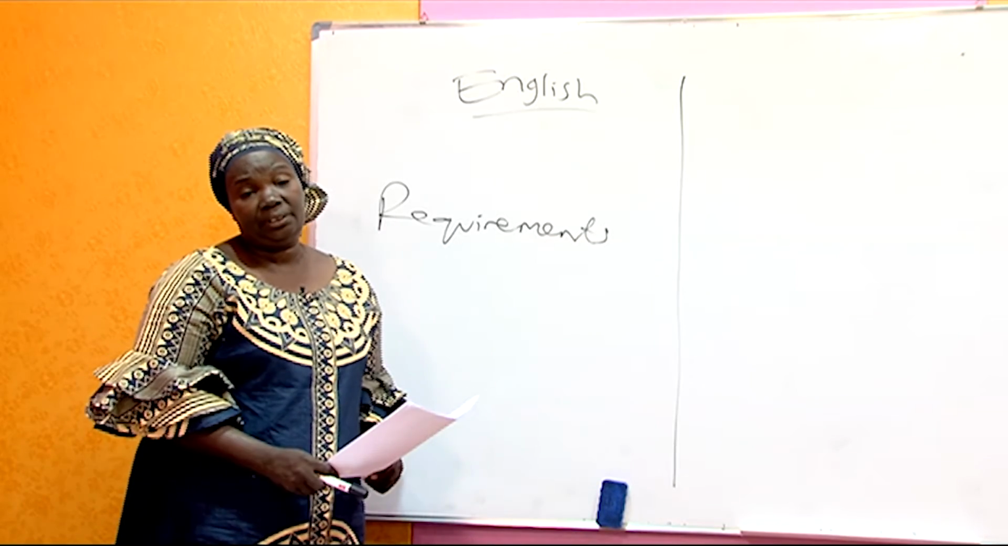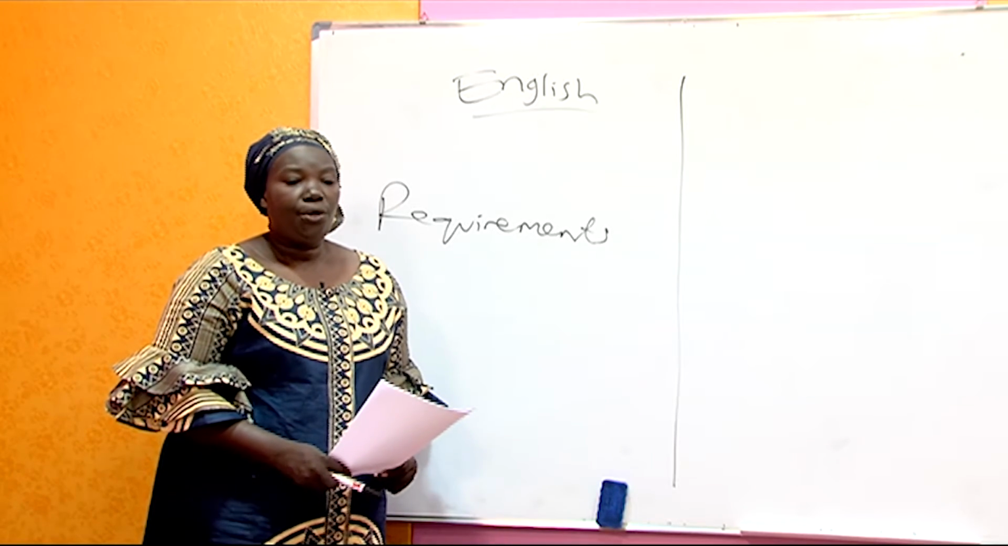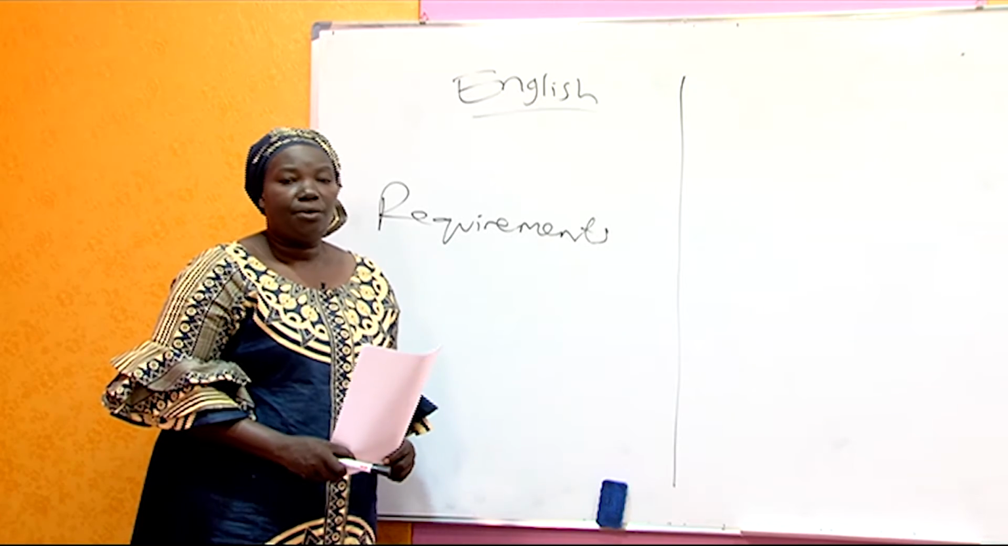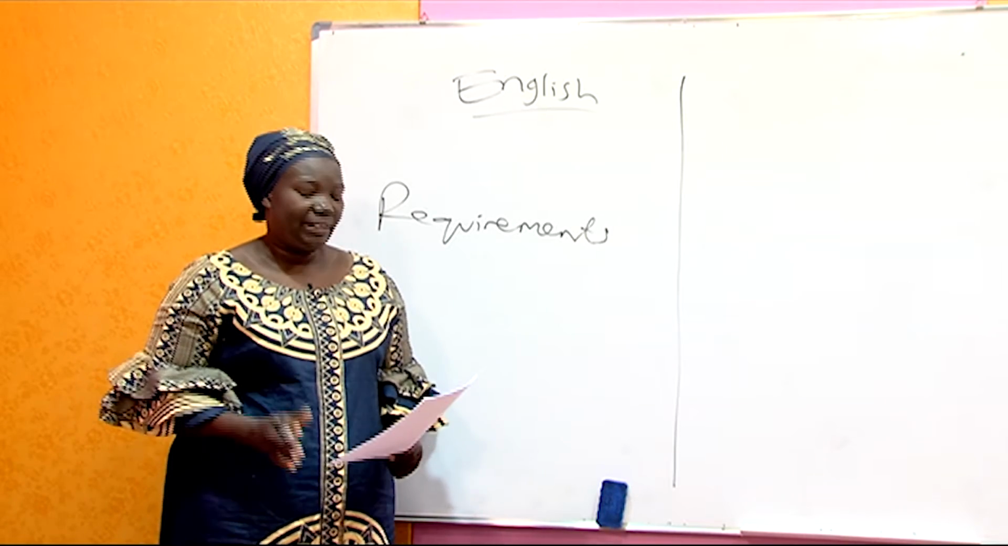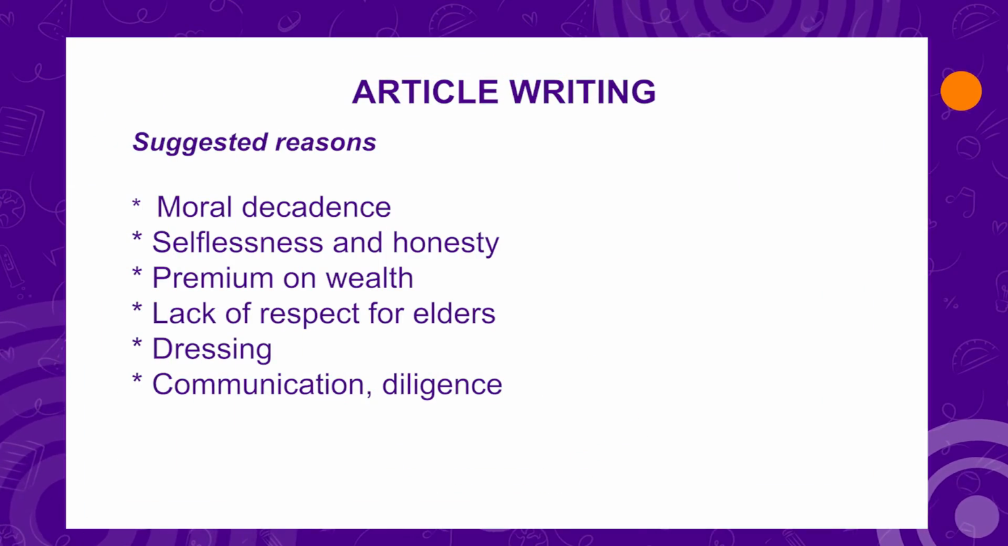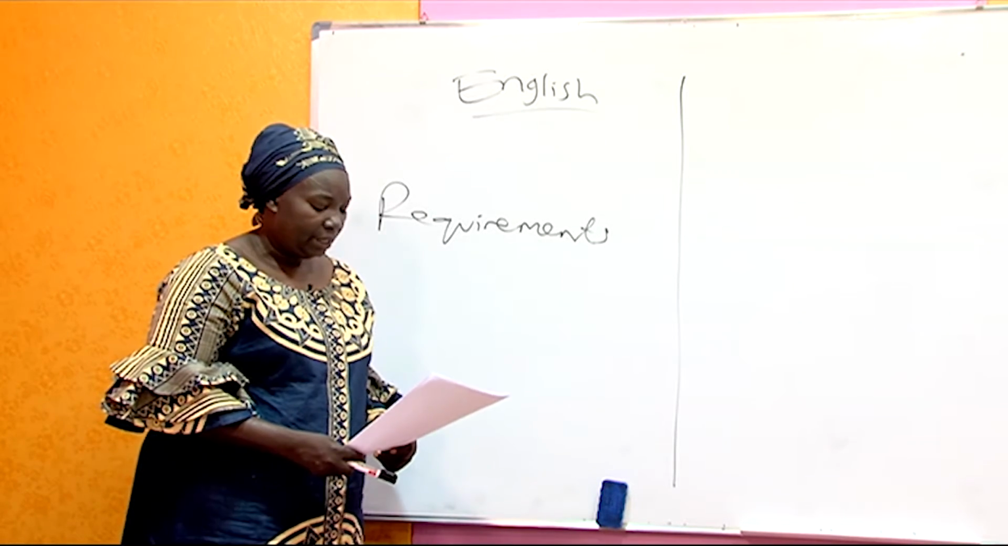Now, here are some suggested reasons. You know why these reasons are very important? In a write-up like this, you express yourself with at least 3 points or reasons. You'll be marked based on that. But you can have more than that. So, there are some suggested reasons here: 1, moral decadence. 2, selflessness and honesty. 3, premium on wealth. 4, lack of respect for elders. 5, dressing. 6, communication, diligence. All of these are suggested reasons.